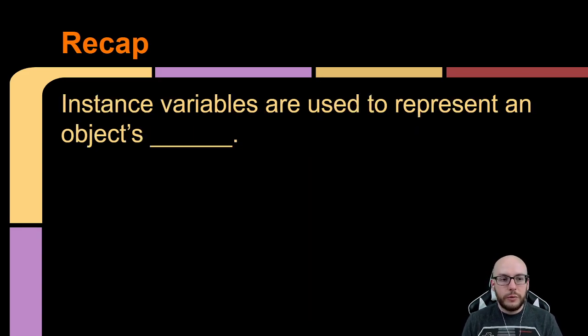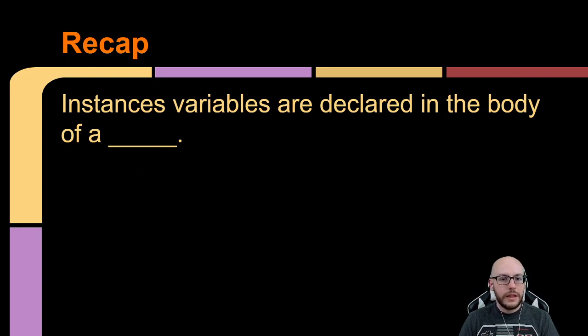Instance variables are used to represent an object's state. Right? State is attributes, characteristics. We talked about a dog having attributes like fur color or weight, breed. Right? That's a single attribute, but collectively they make up the state. Instance variables are declared in the body of a class.